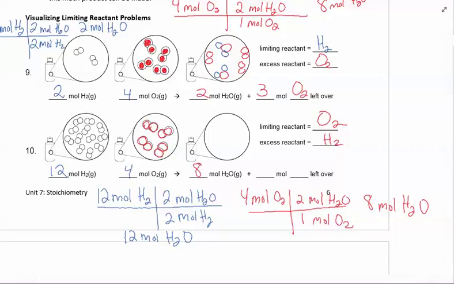Now it's going to be kind of hard to draw this in. You have to kind of make them small here. Okay, so my blue dots represent my hydrogen. So then I have 8 waters, and I have to figure out how much hydrogen is left over. So I had 12. I've used, based on counting here, I've used 8 of them. So I'm going to have 4 moles of hydrogen left over.